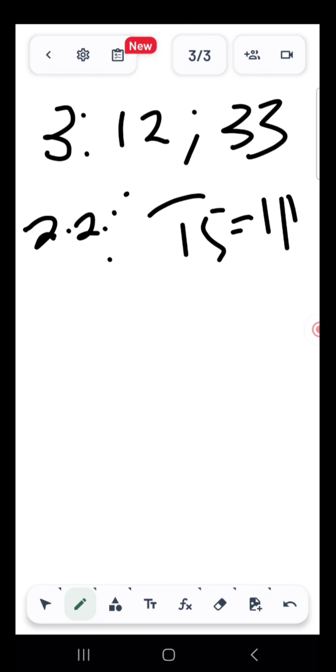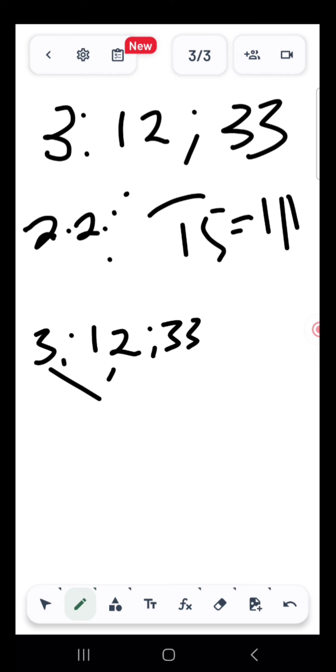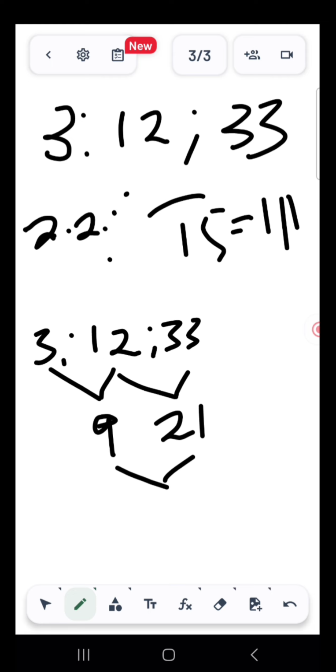Okay, this is the constant difference here. So it's 3, 12, 33. It's 12 minus 3, so we'll put 9. Then 33 minus 12, you will put 21. Basically, 21 minus 9 will give us 12.